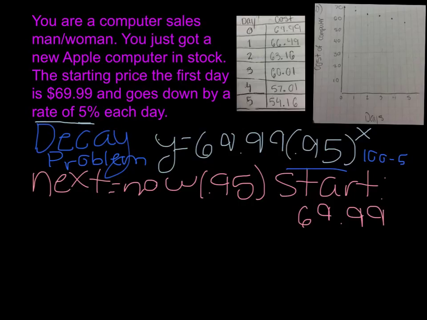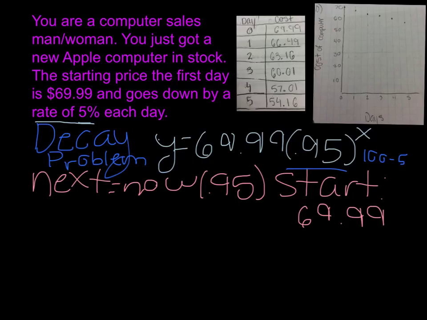You are a computer salesman or woman. You just got a new Apple computer installed. The starting price the first day is $69.99 and goes down by a rate of 5% each day. The explicit equation is y equals 69.99 times 0.95 to the power of x. You get 0.95 by subtracting 5% from 100% since it goes down by a rate of 5% each day. The recursive rule is next equals now times 0.95.